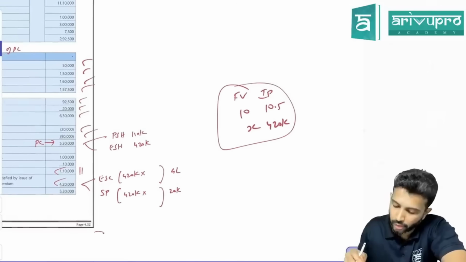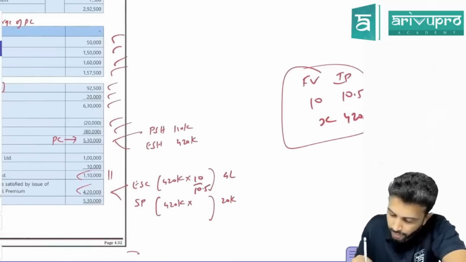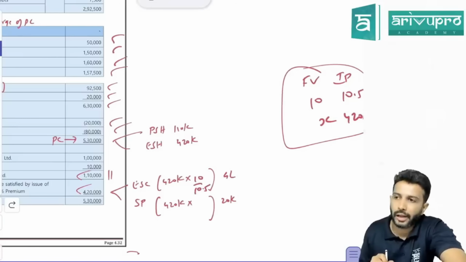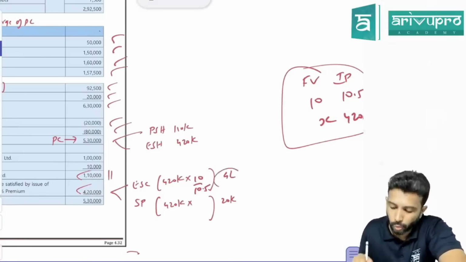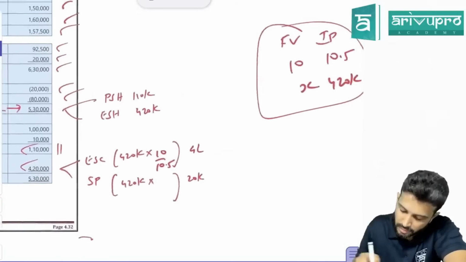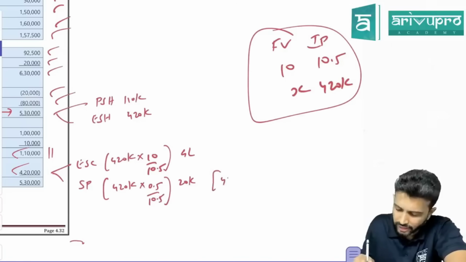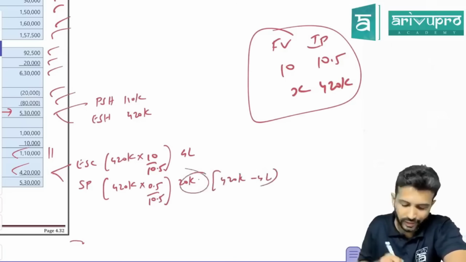So prorate this. How do you get X? 4,20,000 into 10 divided by 10.5. How much are you getting? 4. So in this 4,20,000, 4 lakh will be towards equity share capital. Balance will be towards premium. Premium will be 0.5 divided by 10.5. Or simply take 4,20,000 minus 4 lakh, you're going to get 20,000.